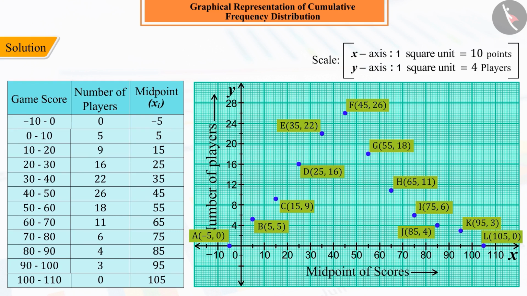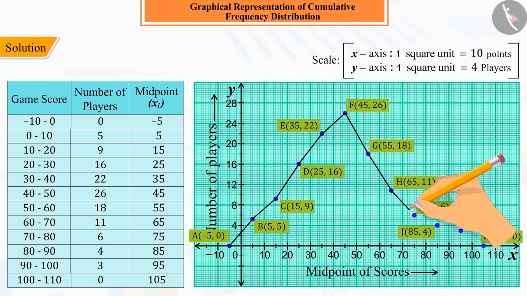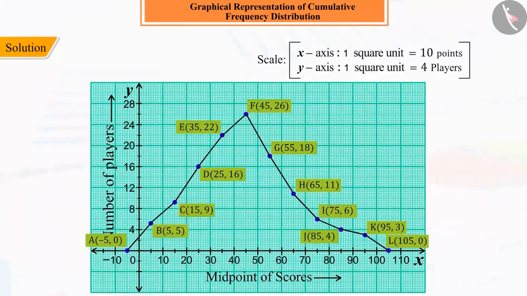It is done in this manner here so that we can get the frequency polygon about which we have studied in the previous class. Therefore, we will join all these points with line segments and obtain the graph of the given frequency distribution A, B, C, D, E, F, G, H, I, J, K, L.